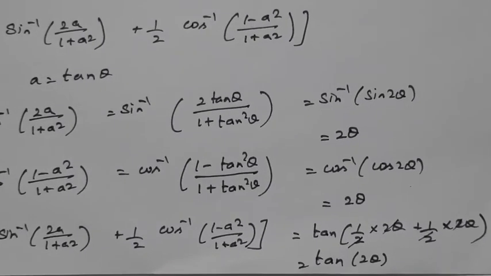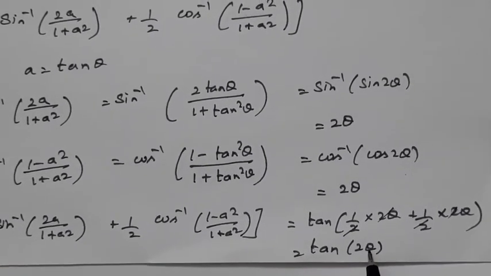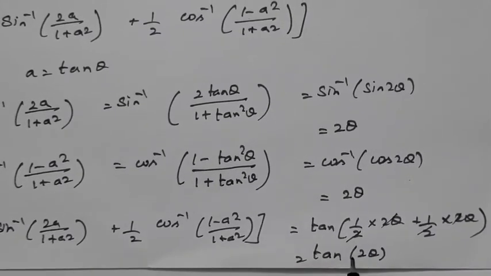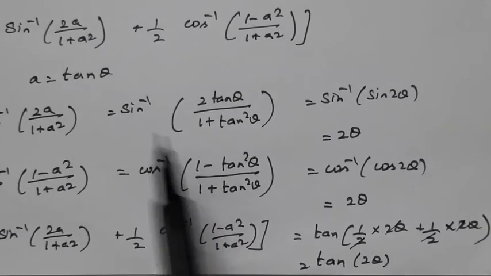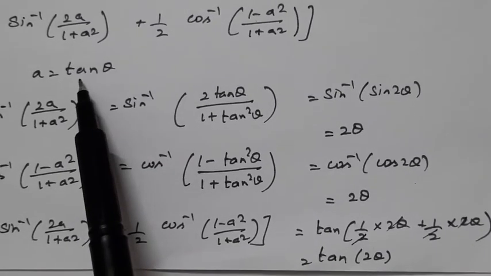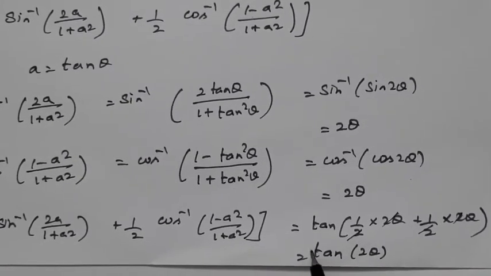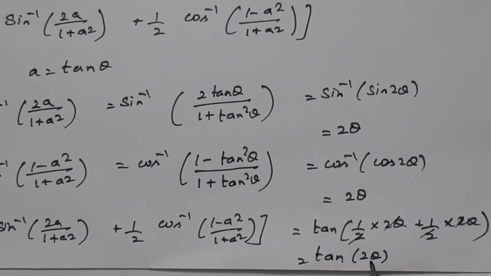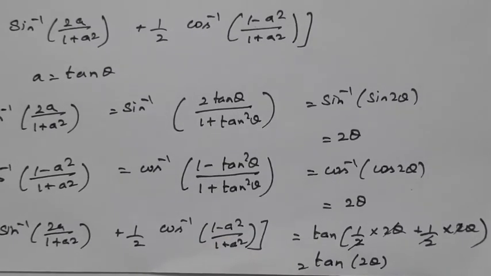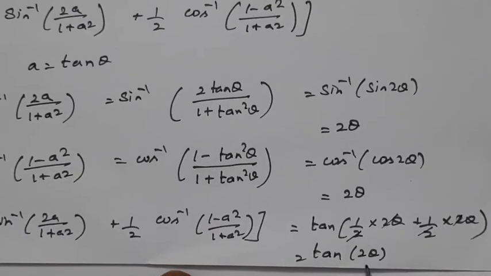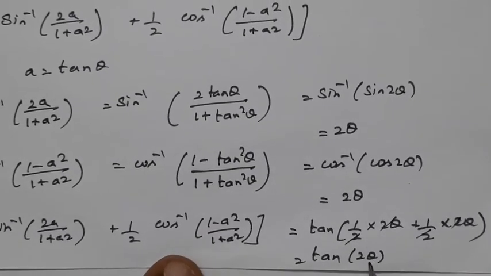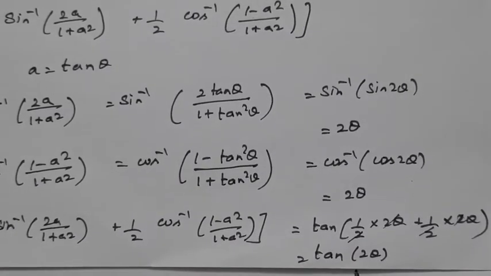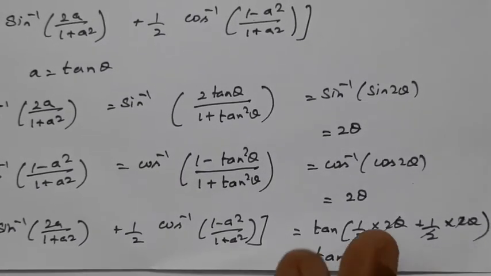Now, this theta is not given in the problem. The variable given in the problem is a, but we have assumed a as tan theta. So, theta is our assumption. You shouldn't give the answer in theta. You have to give the answer only in the given variable a. So, what you have to do? Again, you have to replace this value of tan 2 theta in terms of a, that is tan theta. So, what is the value of tan 2 theta?